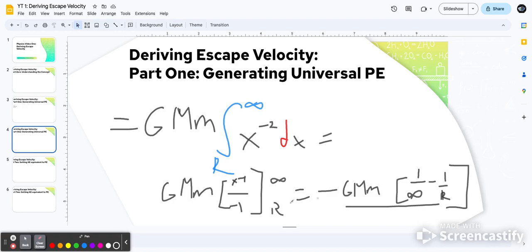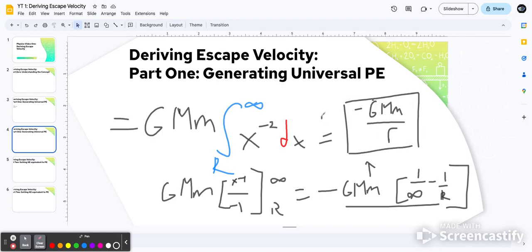Now we're extremely close. Thus, the work done is negative GMM over R. So now this is perfect. We have derived an equation for universal potential energy. We're just going to denote this as U instead of PE. Okay, this is perfect.